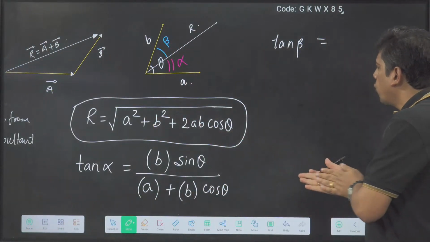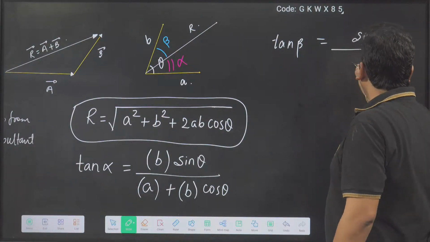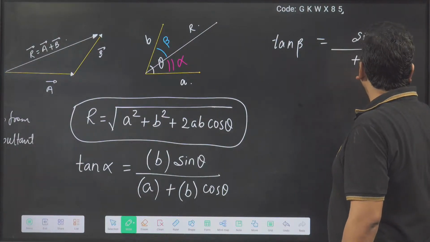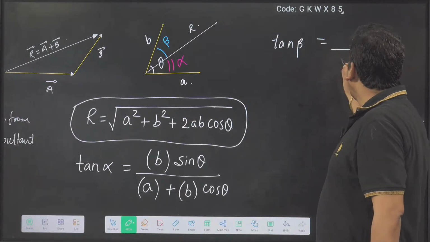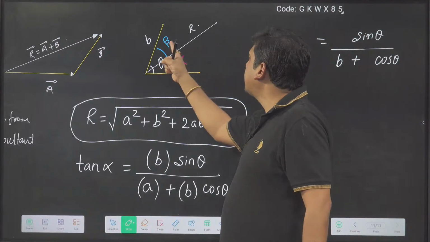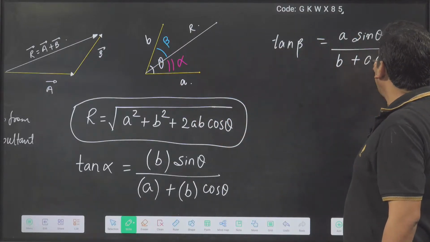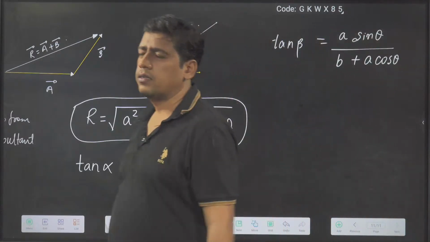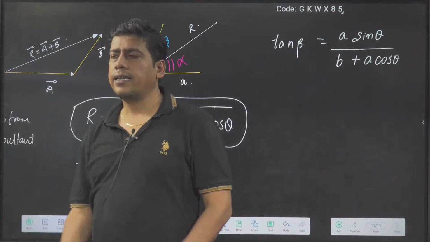Chalo. So what I said: something into sine theta divided by something plus something into cos theta, correct? So here alone will be B, because we are finding tan beta. Beta is the angle between R vector and B vector. B will be alone and here it will be A and A. Okay? I hope you understand this.